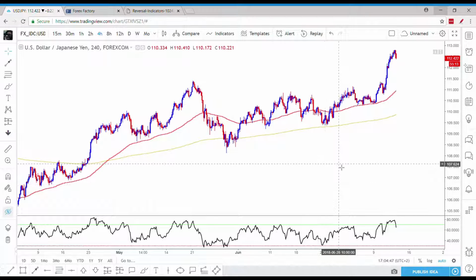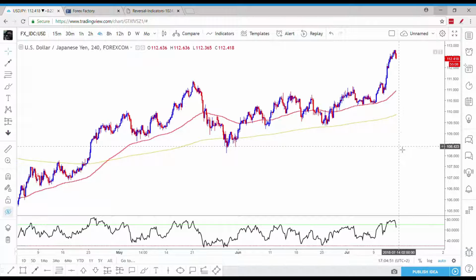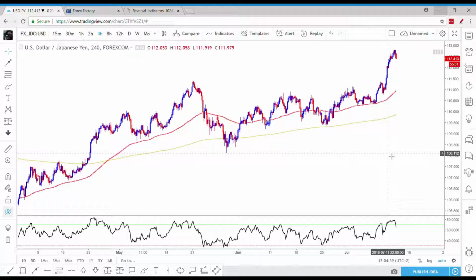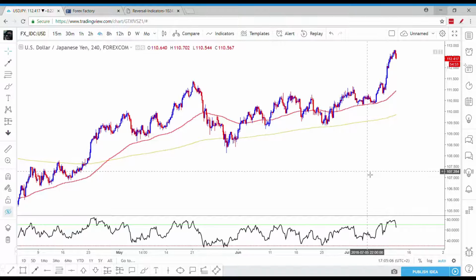So the two ways we use the RSI is oversold and overbought zones and divergences. So oversold and overbought, I do use them, but not too much. You'll see why. However, the divergences, I use them totally a lot. They're actually a great tool.